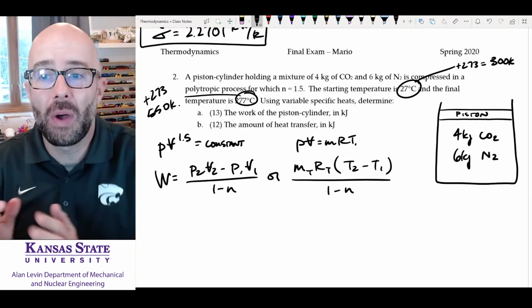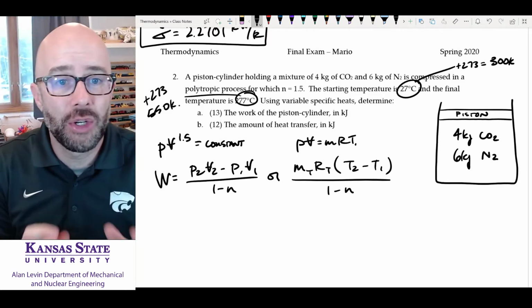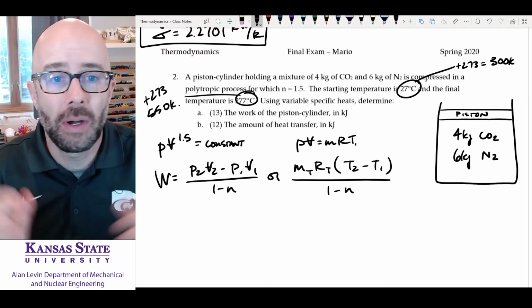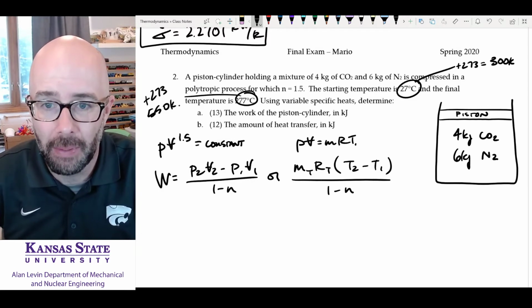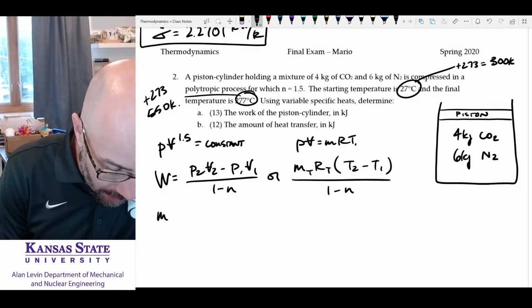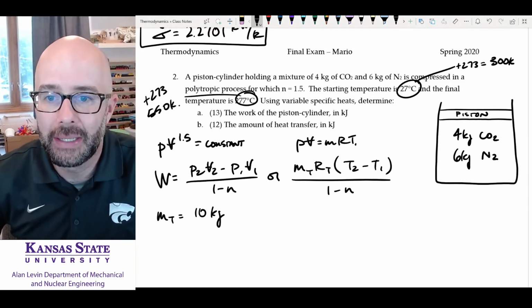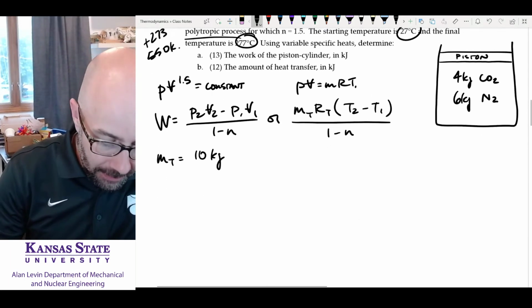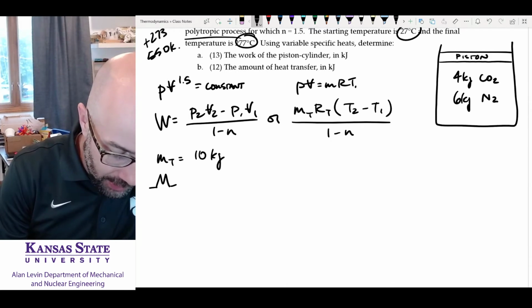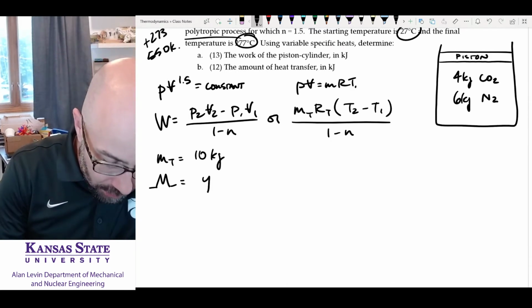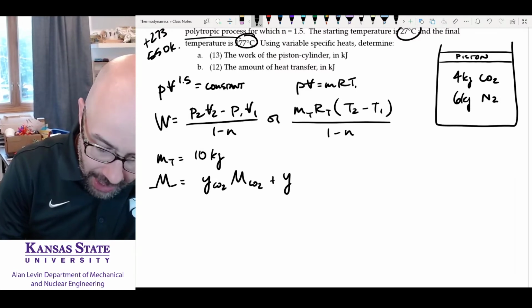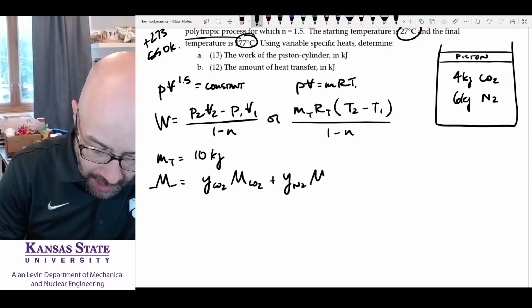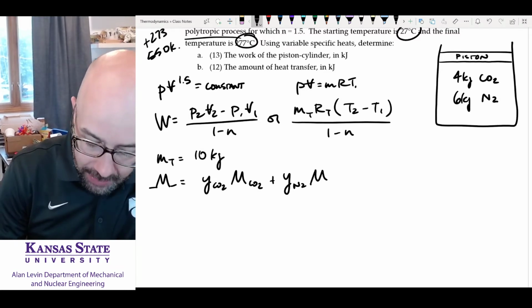Now, we could find out what the work of the carbon dioxide is and the work of the nitrogen is and add it together. That's also a perfectly reasonable way to solve this problem, but I don't want to do that here. I want to find out what the mass total is. It's going to be 10 kilograms, 4 plus 6, no big deal. And I want to find out what the apparent molecular weight of my mixture is. And that's going to be the mole fraction of my carbon dioxide times the molecular weight of my carbon dioxide, plus the mole fraction of my nitrogen times the molecular weight of my nitrogen.